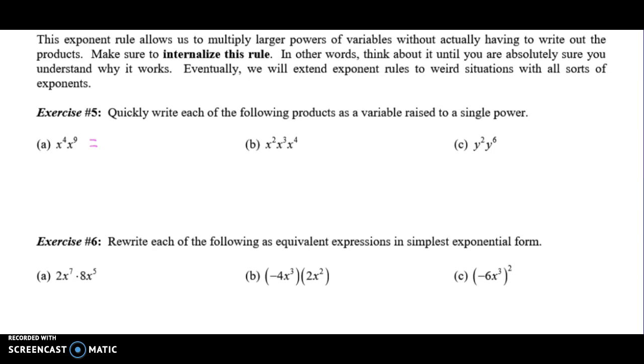Alright, so A, using our exponent rule, they both have a base of x. So then I can add my exponents, 4 plus 9, 13. B, base of x, which means I can just add them all together. 2 plus 3 plus 4 makes 9. And C, base of y, 2 plus 6 is 8. Pretty easy, right?